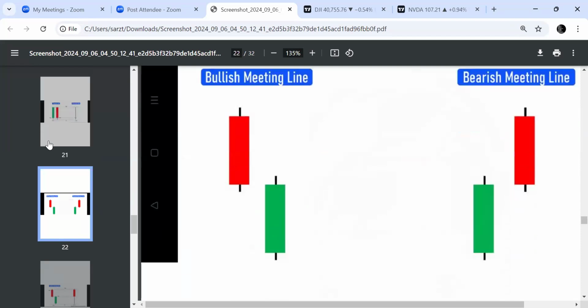If we want to give ranks, the first rank will be given to engulfing, and the second rank will be given to tweezer bottoms and tweezer tops, and the third rank will be given to harami, and the fourth rank will be given to piercing line and dark cloud cover, and the fifth rank will be given to bullish meeting line and bearish meeting line. So that's the only difference. If you understand the psychology, the psychology is the same. The difference is just the power.